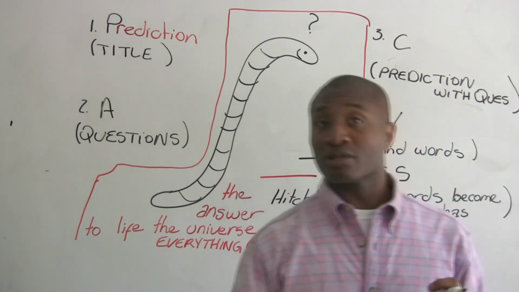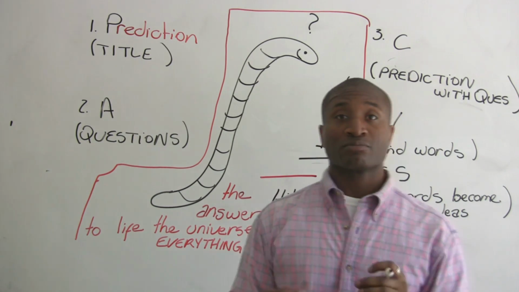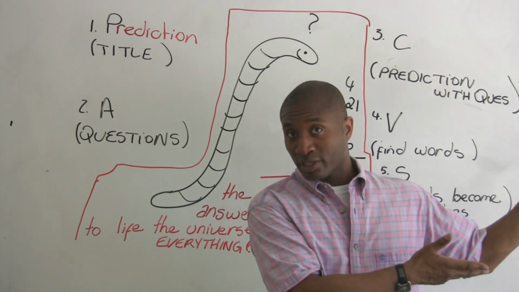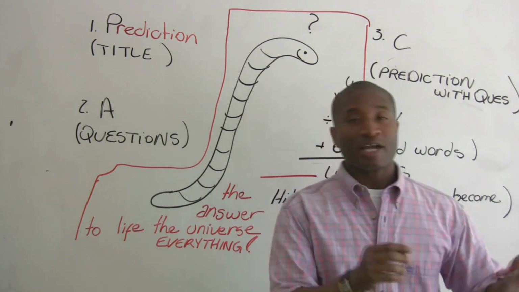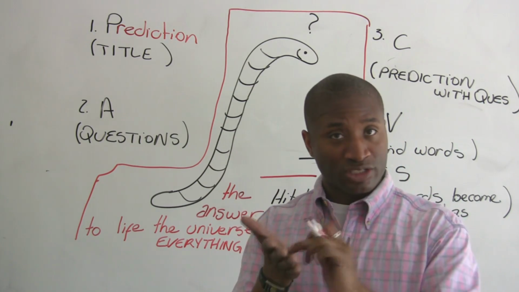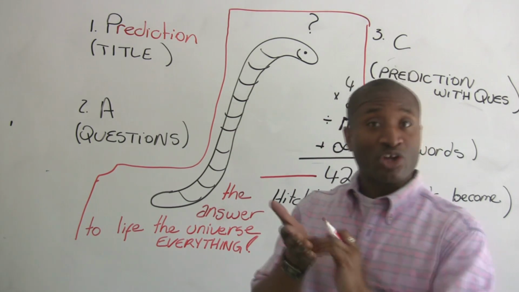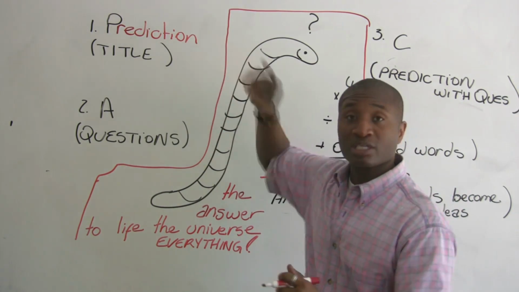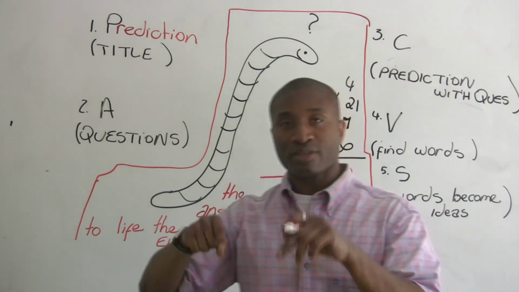We can use the title to tell us whether this is a story, like a policeman or an ambulance, an emergency story, or if it's going to be academic and teach us something, or if it's going to be an argument and defend a position. So we're going to use the title to give us a prediction about what we're going to learn.